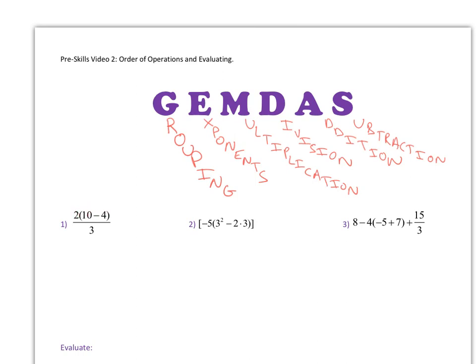Okay, so everything else is the same that you probably remember: exponents, multiplication, division, addition, subtraction. Remember, multiplication, division, just go left to right. Addition, subtraction, just go left to right. It doesn't matter which order for those two: multiplication, division, addition, subtraction. So let's take a look at problem 1.